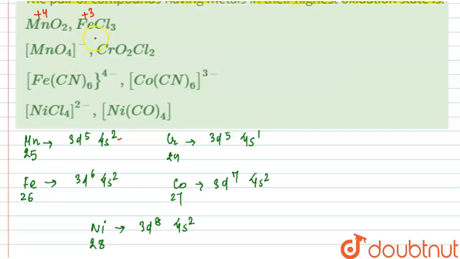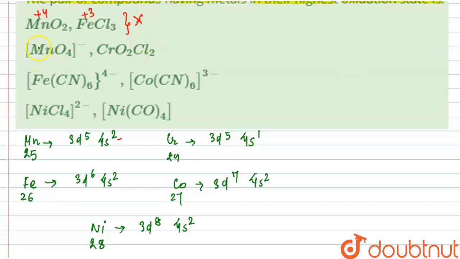Now moving on to Fe. Iron here has +3 oxidation state, which means 2 of its s electrons it had already lost, and 1 from the d subshell it had lost. And it can lose more electrons to take higher oxidation states, because there are more electrons left in the d subshell, which means that iron here is also not at its highest oxidation state. So I can say that this is not the correct option for us.